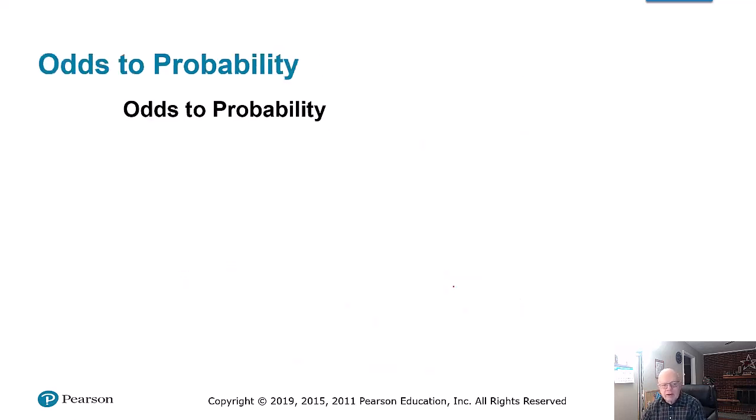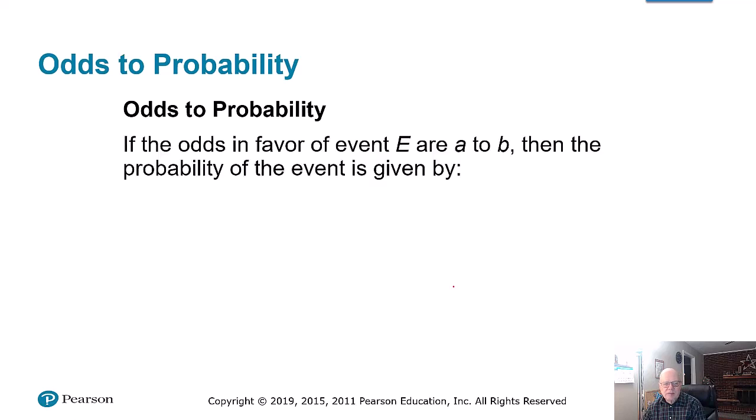Odds to probability. If we go the other direction, the odds in favor are A to B. Then the probability of the event is given by A over A plus B. Why is that? Well, this is the probability that E happens, this that it doesn't happen. So adding the two together in the denominator gives you the probability of any of those two happening.